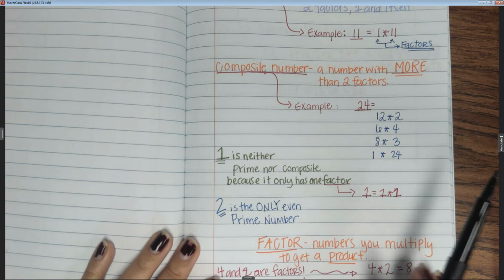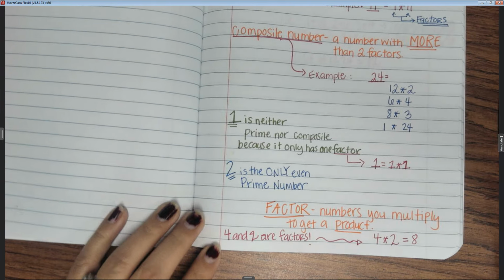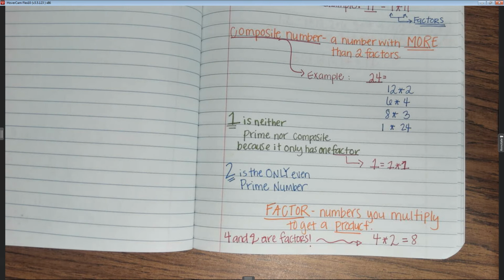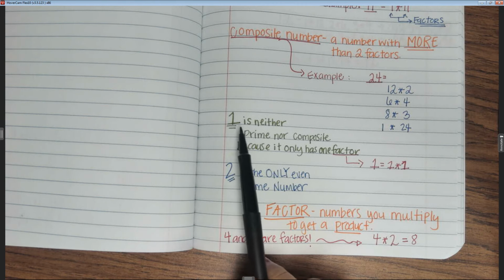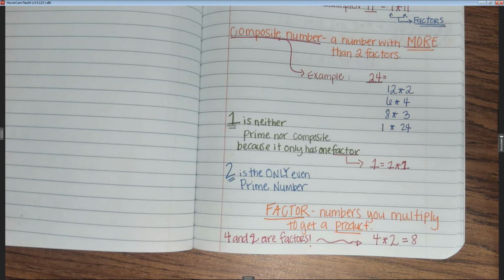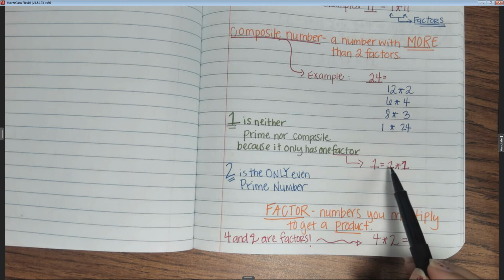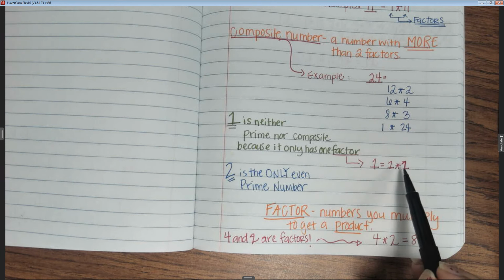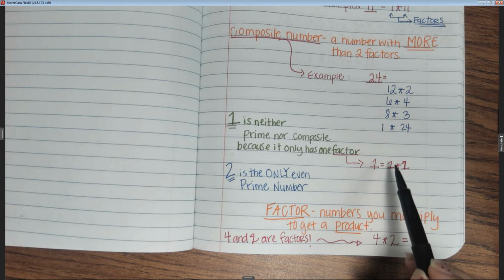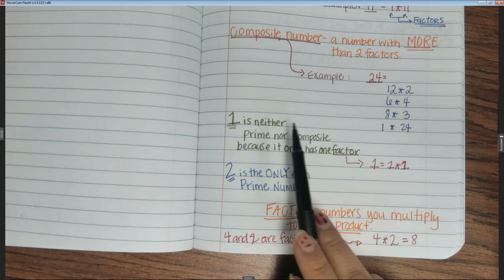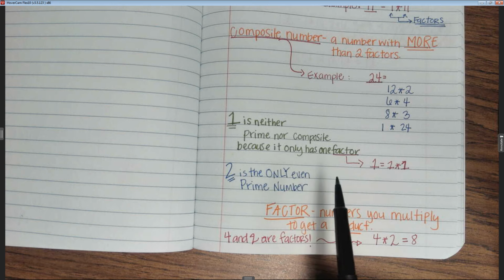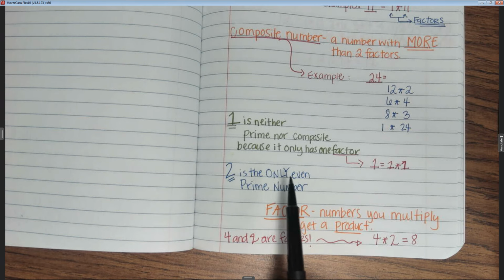Here's some fun facts for you. I'm going to push this down so you can pause it if you want to finish taking the rest of your notes. The number one, it's neither prime nor composite because it only has one factor, 1 times 1. So even though you see two factors here, it's the same number, okay? So that tells me it's only got one factor, and it's the same number, which is 1. So 1 is not prime nor composite. The number 2, it's the only even prime number, okay? So you can't say that all prime numbers are odd because 2 is not an odd number.